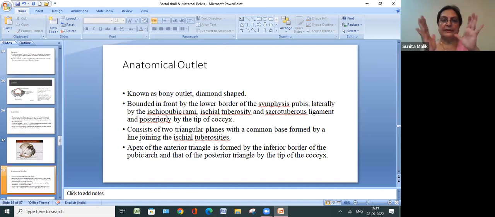It's almost diamond shaped, bounded in front by the lower border of symphysis pubis, laterally by the ischiopubic rami, ischial tuberosities, sacrotuberous ligament, and posteriorly by the tip of the coccyx. It consists of two triangular planes with the common base formed by the line joining the ischial tuberosities. This is the anterior segment and the posterior triangle. So that's the diamond shaped anatomical outlet.